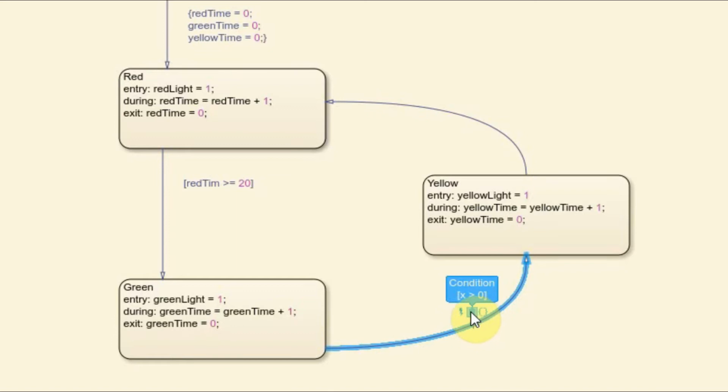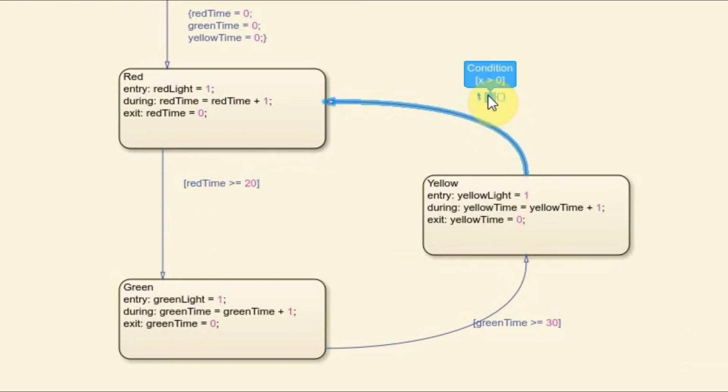When green time is greater than or equal to 30 seconds, we want to transit from green light to yellow light. And when yellow time is greater than or equal to 5, we want to transit from yellow light to red light.